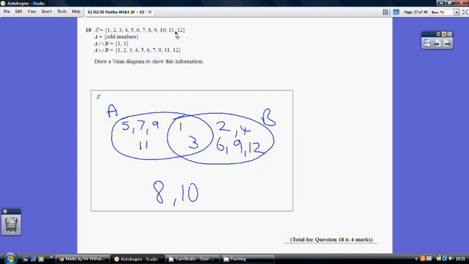Now these are all the numbers in total that have to be somewhere in my rectangle. This is my universal set. These numbers here have to be somewhere in the rectangle. So far I've included all of them apart from 8 and 10. So 8 and 10 have to be outside A and B but inside the rectangle.